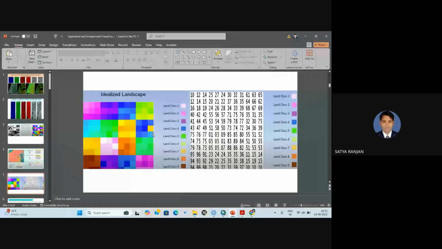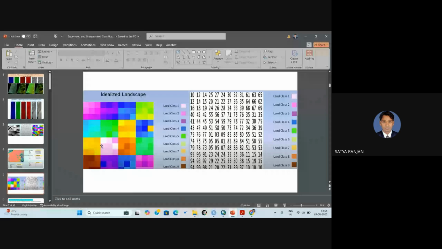Based on the information, suppose this is an idealized landscape having aggregates of nearly equal values for one feature. Suppose this creates a boundary having nearly equal reflectance values. So it creates one boundary for one feature, and then a different boundary for another. Likewise, all the different classes are created.